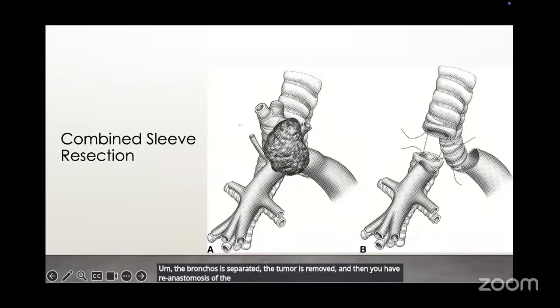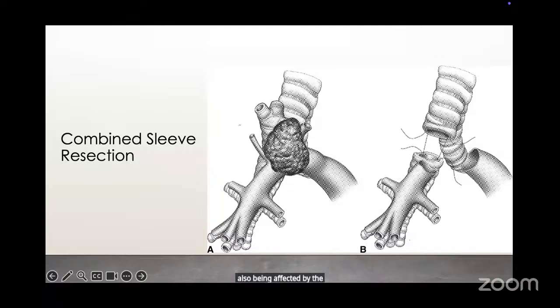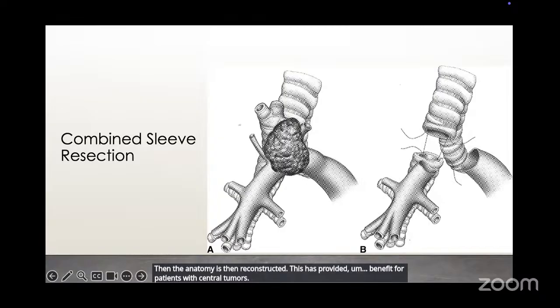the bronchus, and in this case, the artery, which was also being affected by the tumor, was resected, and then once the tumor is removed, then the anatomy is reconstructed. This has provided benefit for patients with central tumors who were previously deemed inoperable.